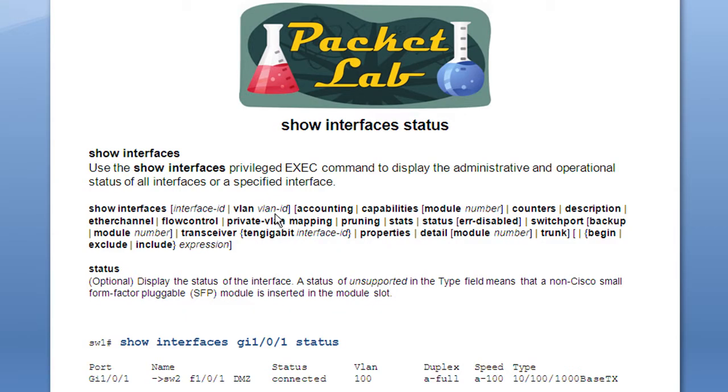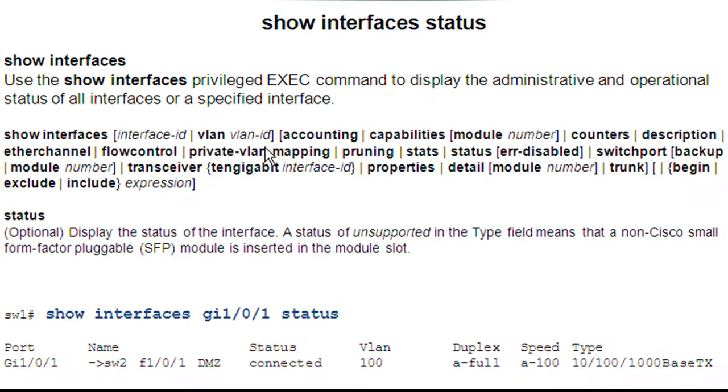So this is Cisco documentation. It's found under the show interfaces command, and you can see there's a lot of different arguments you can tack onto the end of show interfaces to give you more precise information, or in a lot of cases detail that's not shown in the generic show interfaces command. In this case, we're going to just tack on status at the end.